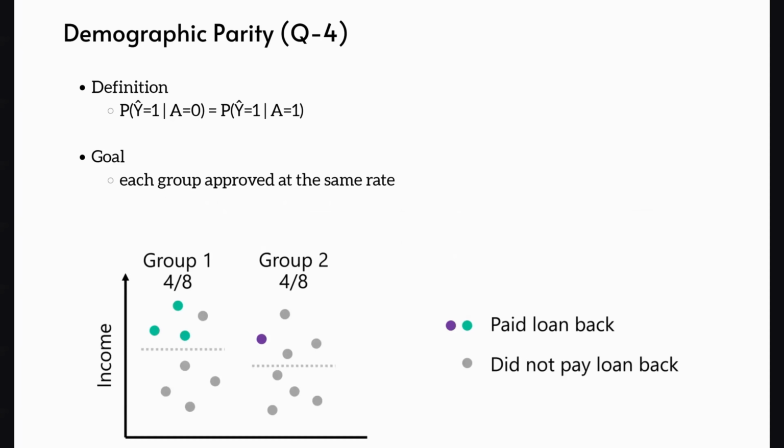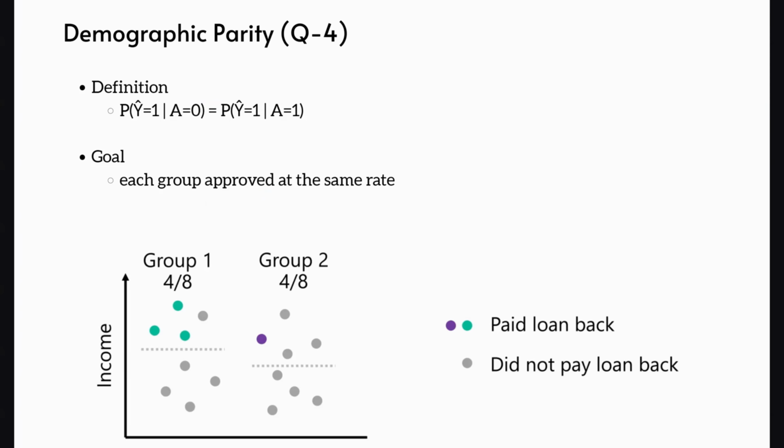So the first is demographic parity, the simplest one. It says that the probability of the positive outcome should be equal no matter the sensitive attribute. It should be equal across the groups no matter what the sensitive attribute is. A is the sensitive attribute, Y is the output. Basically, both the groups or all the groups should have equal approval rate or equal qualification rate. Here, there are certain people based on income, who in the past paid their loan back, some did not. Green and purple paid back, gray did not. What demographic parity does is that both groups should have an equal approval rate.